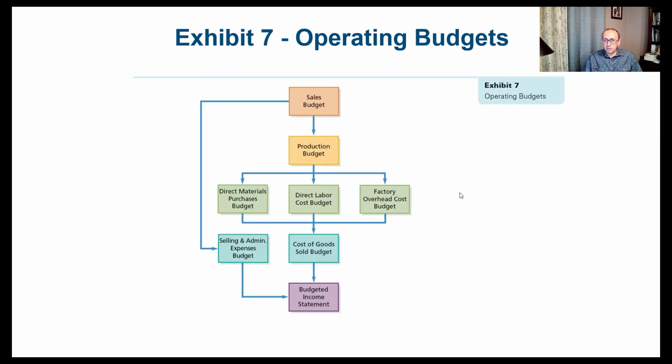So in this video right now, we're going to focus on the operating budget. And in operating budget, we start with the sales budget, which would have an impact on the production budget as well as the selling and administrative expenses budget. And then once we have the production budget, we have to decide on the direct material purchases budget, direct labor cost budget, and the factory overhead cost budget. Once these are done, we prepare the cost of goods sold budget, and then with the help of the cost of goods sold and the selling and administrative expenses, we can prepare the budgeted income statement.